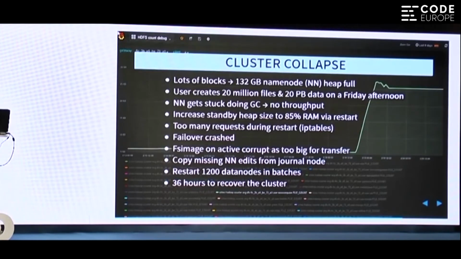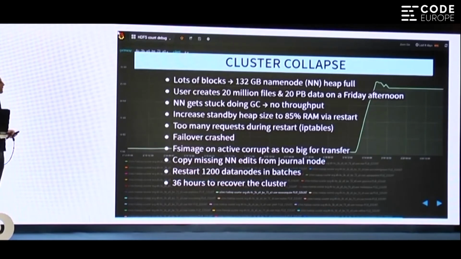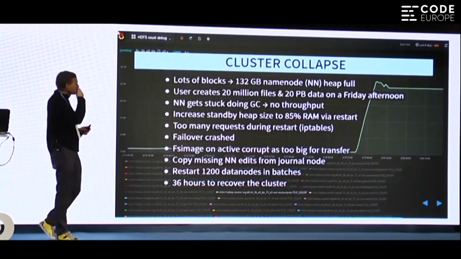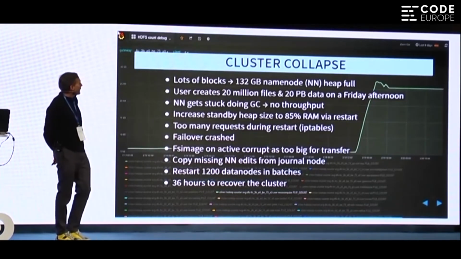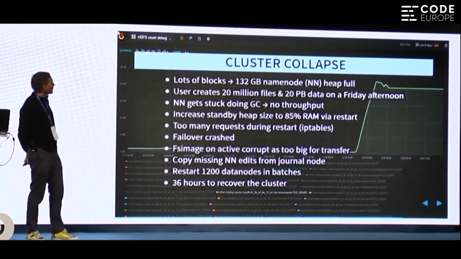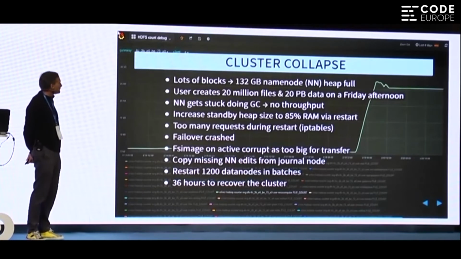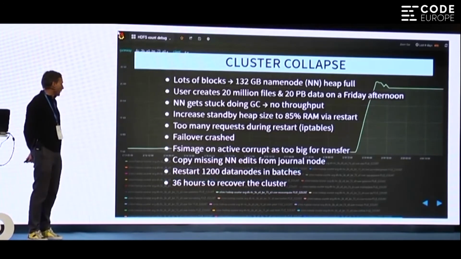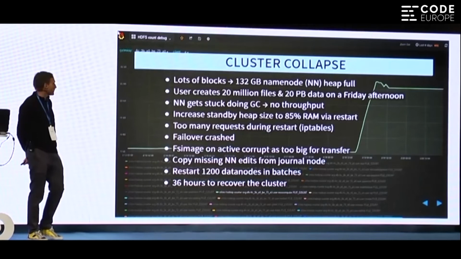We have had many adventures. The graph in the background shows a user that decided to create 20 million files and 20 petabytes of data on a Friday afternoon. It was a bit unfortunate it was Friday afternoon. As we were leaving, we sort of felt that something was going wrong, but things were still working more or less. And then sometime during Friday night, the name node just got stuck because with an extra 20 petabytes of data, it just spent all its time doing garbage collections.